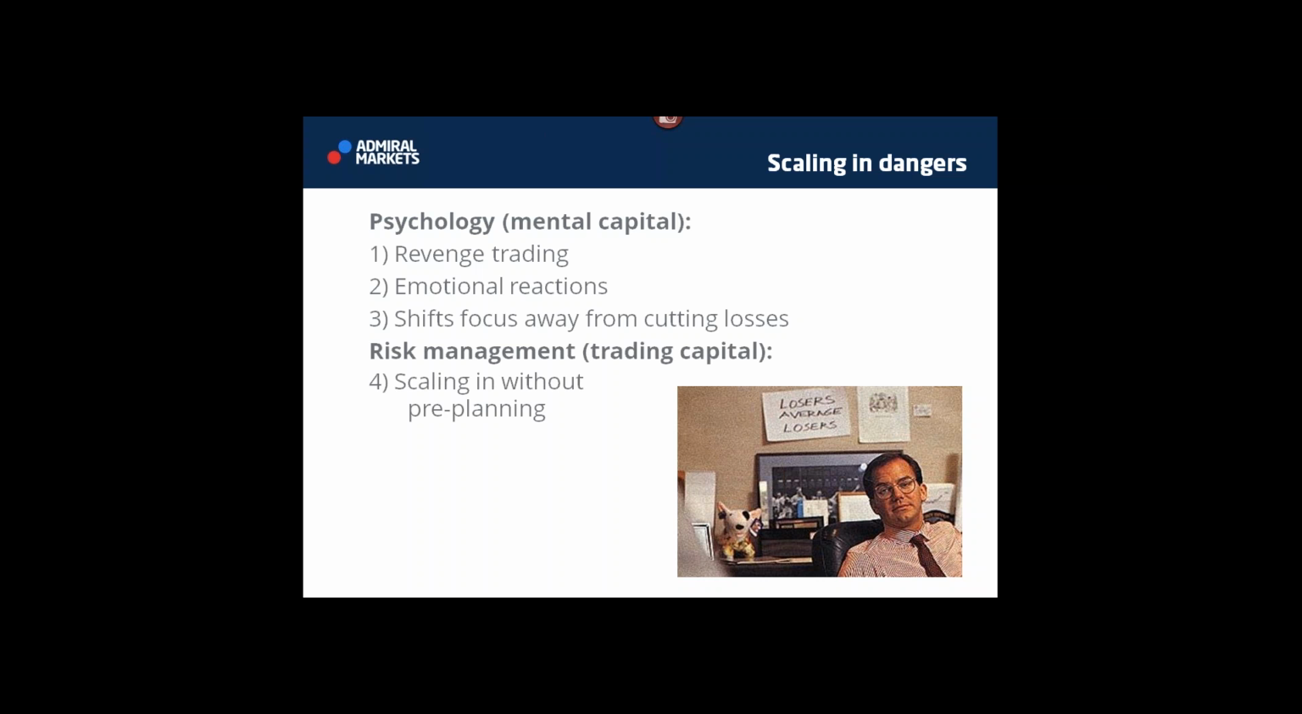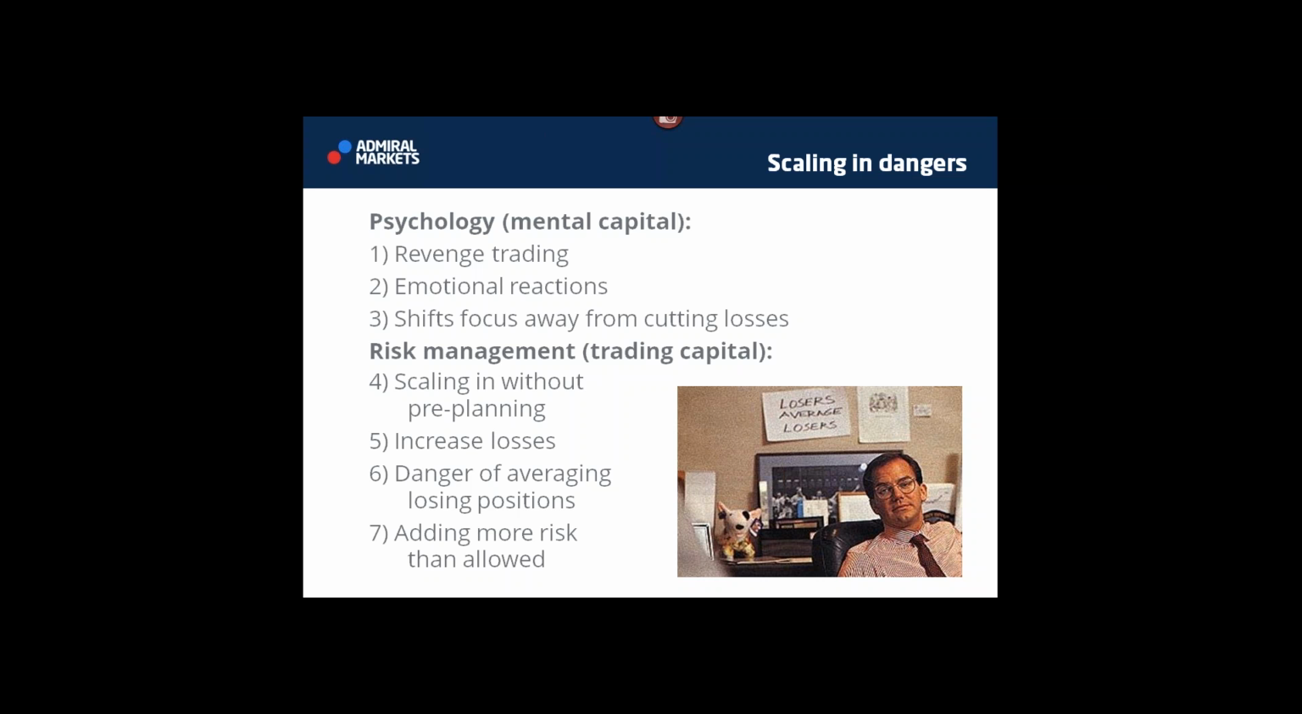Risk management, obviously, we need to be aware that if we don't pre-plan it, it's definitely going to be an emotional response to what's going on in the market. It might increase losses, and there's going to be danger of averaging those losses.